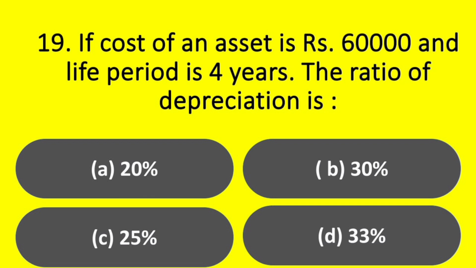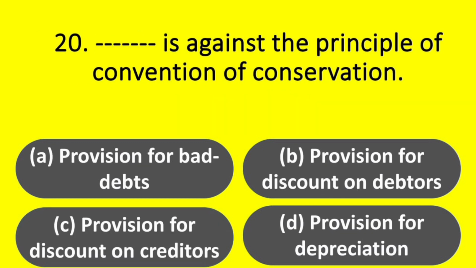Question: if cost of an asset is rupees 60,000 and life period is 4 years, the ratio of depreciation is: option A, 20%; option B, 30%; option C, 25%; option D, 33%. Answer: option C, 25%.